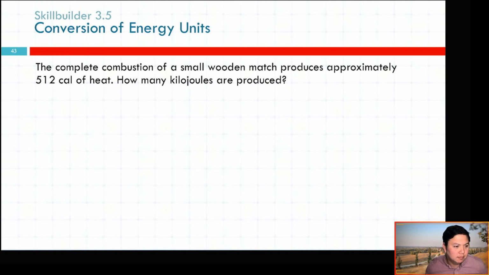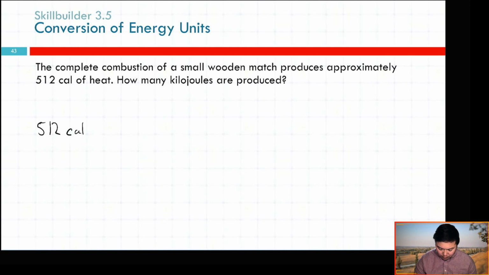Camera back on. All right, so let's look at the complete combustion of a small wooden match. It produces approximately 512 calories of heat. How many kilojoules are produced? So we've got another unit conversion problem, right? Conversion of energy units. We're going to start with 512 cal, lowercase c, important to note.